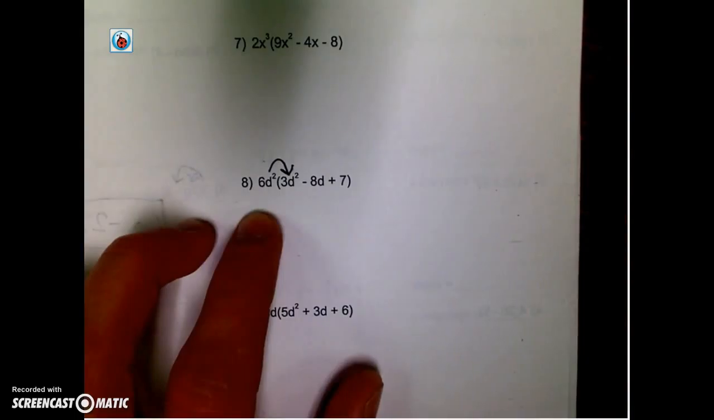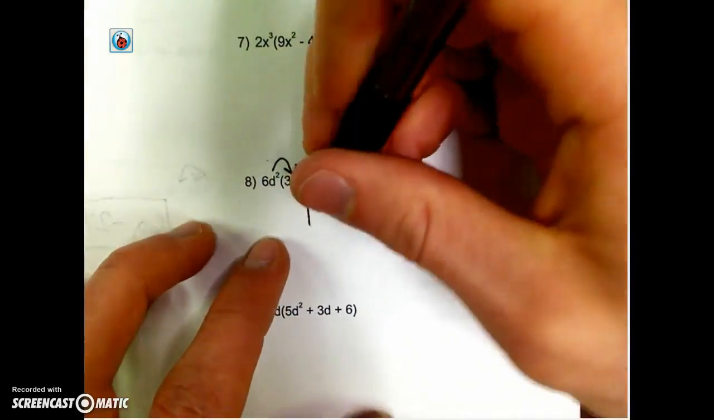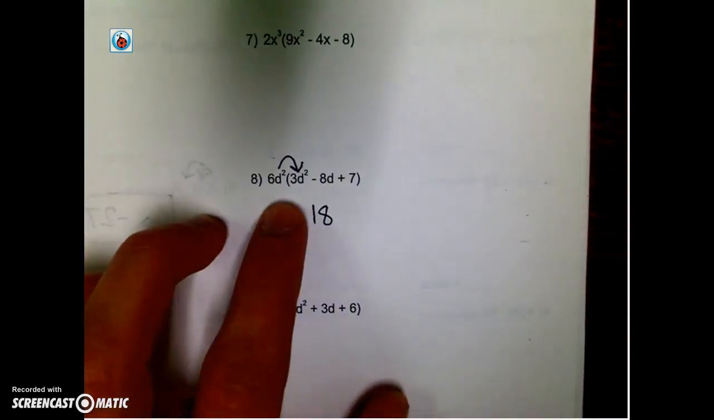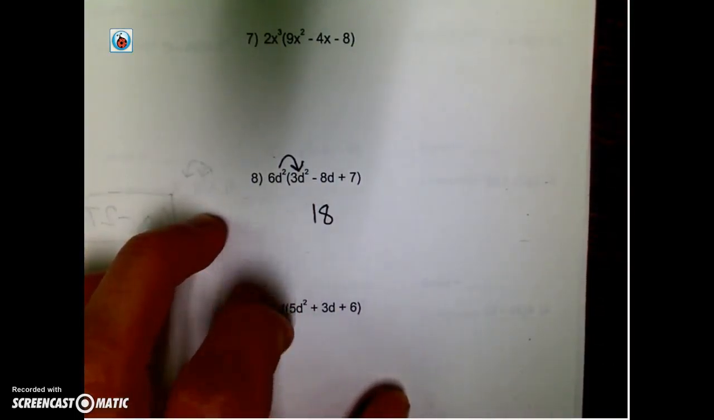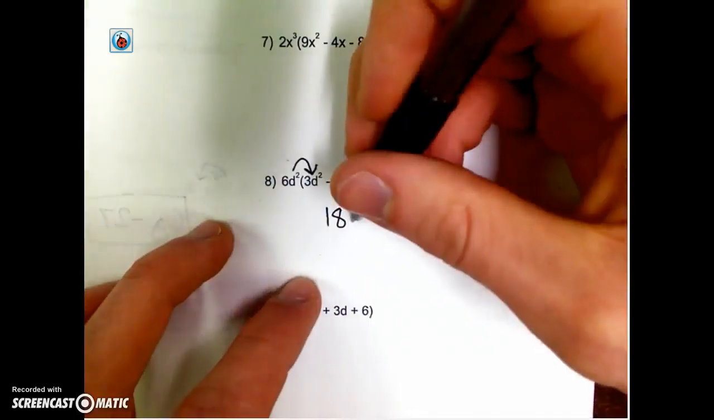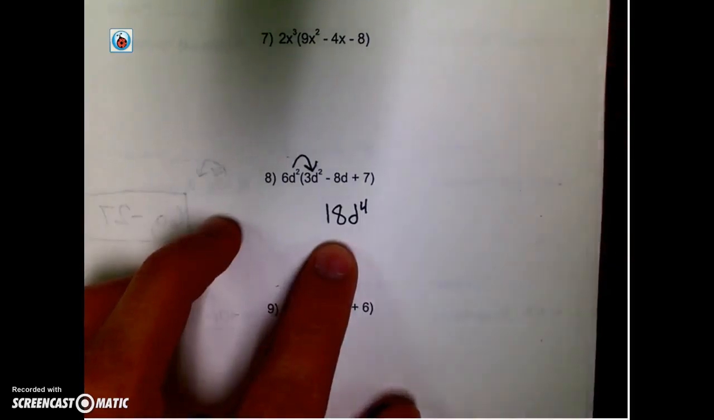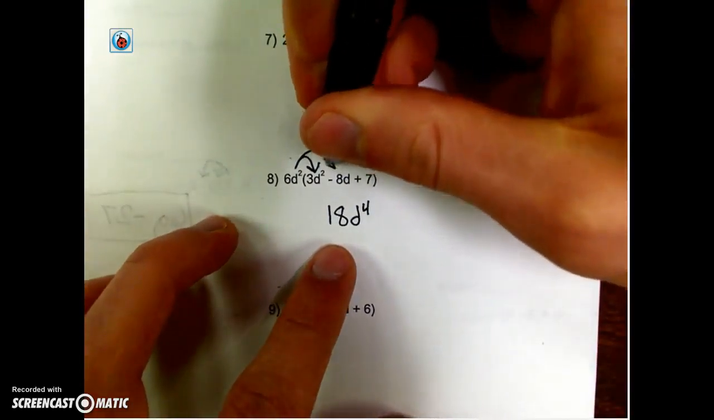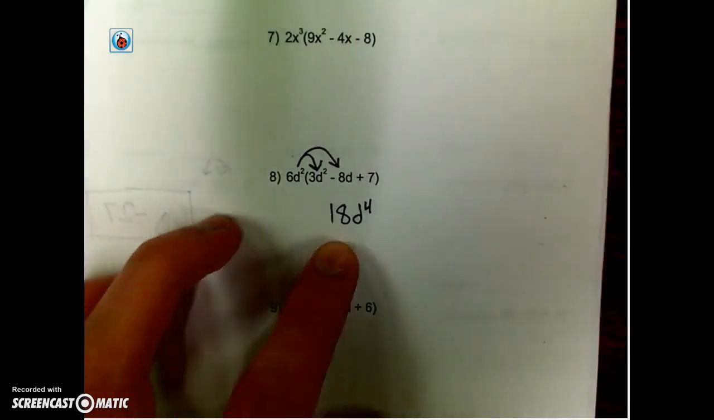Alright, so now here we are. I'm going to multiply our numbers. 6 times a 3 is an 18. Now we had a d squared times a d squared, so those exponents will add. 2 plus 2 will give me 4d's total. Alright, then we'll just continue on down. 6 times the negative 8 gives me a negative 48.